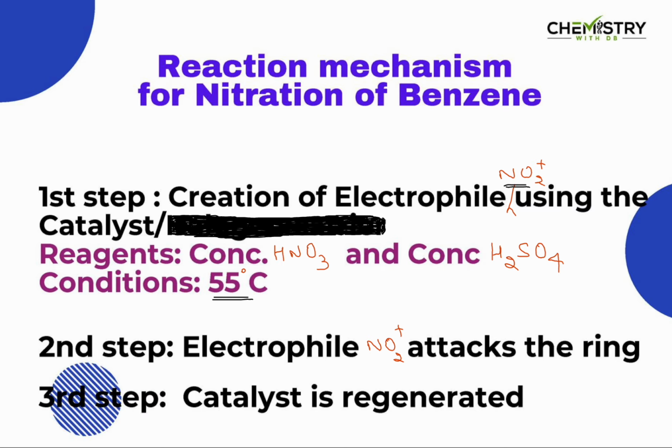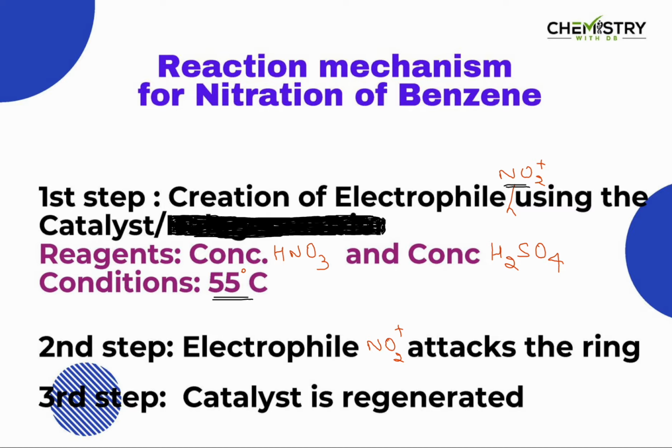So the first step involves creation of the NO2 plus ion. Whenever nitrobenzene has to be created, NO2 plus will be the electrophile here. For this, the reagents needed would be concentrated nitric acid and concentrated sulfuric acid. Here, mind you, don't skip the word concentrated, because dilute nitric and sulfuric acid will not react with the benzene ring. It needs a very strong electrophile, and that would require concentrated nitric and sulfuric acid. Another very important condition to mention is 55 degrees Celsius.